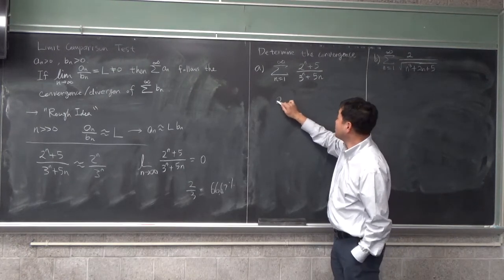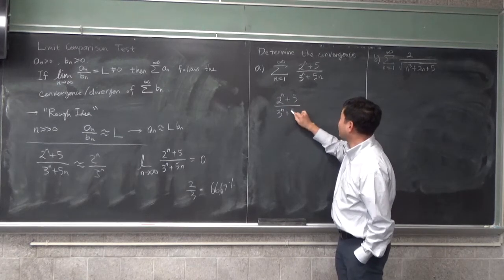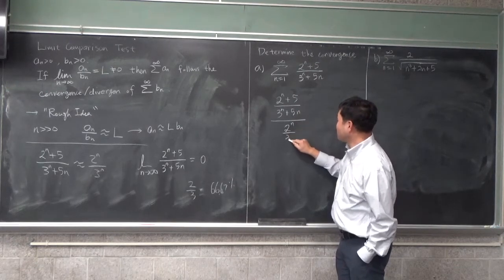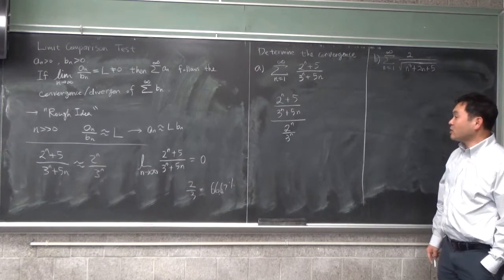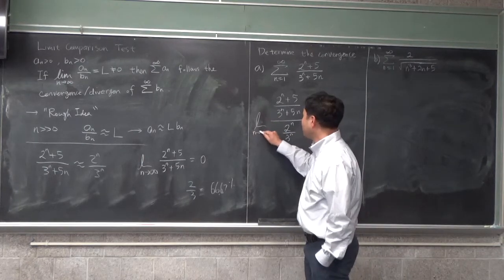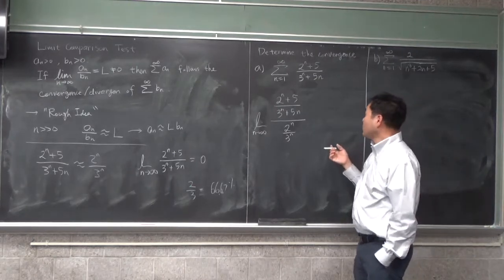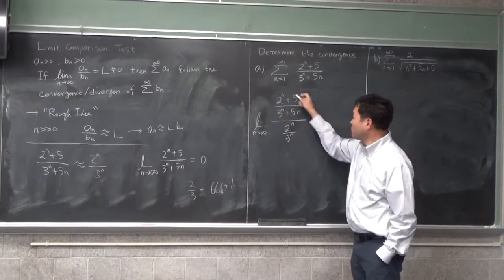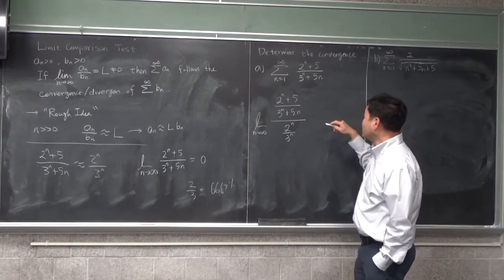2^n over 3^n. Yes, (2^n + 5)/(3^n + 5n) is very much like 2^n over 3^n, right? So because of that, we can just take the limit as n goes to infinity of this thing, and well, we already know the value of the limit, right? Because this is very similar to this one, so in the limit it will be equal to 1. Right? So that's one way to do it.